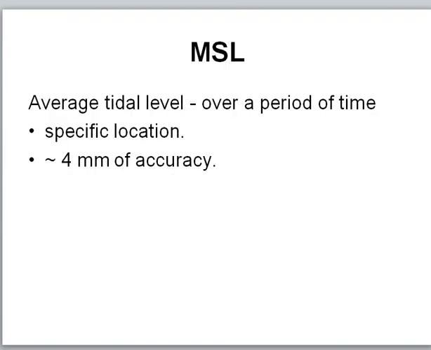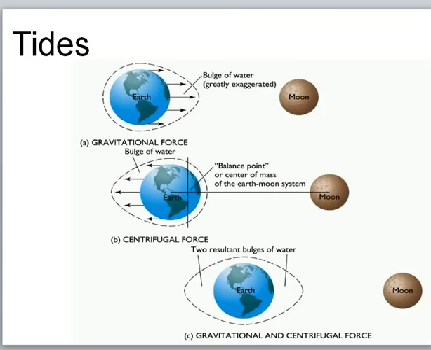We look at the average sea level or mean sea level, and this is the average tidal change over a long period of time. And it's a fairly accurate way to talk about changes in that high tide to low tide area on the beach zone. So we're talking about tides.